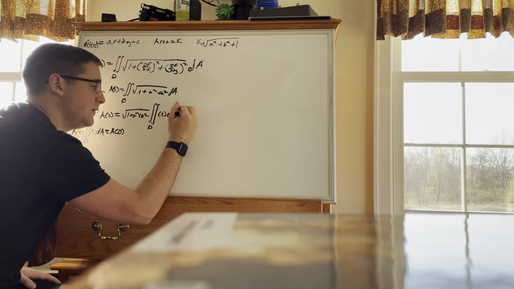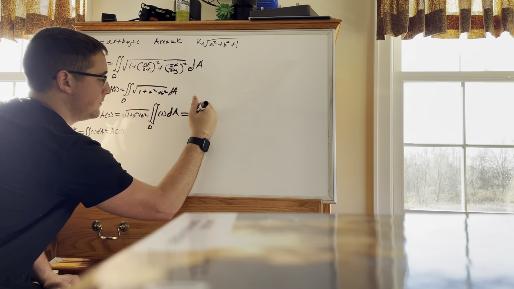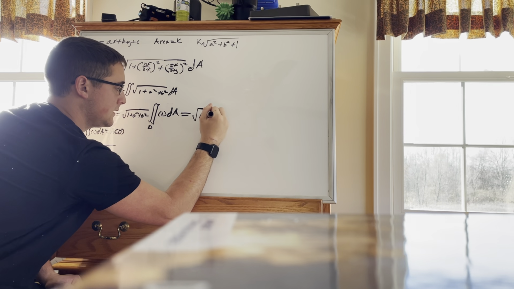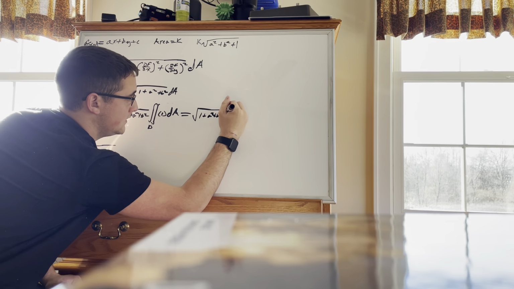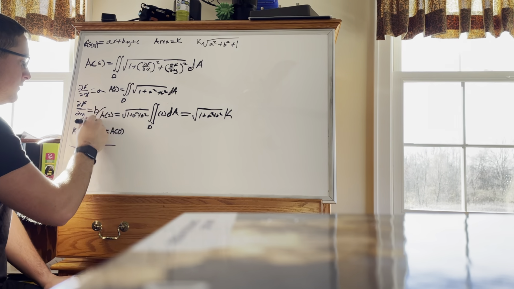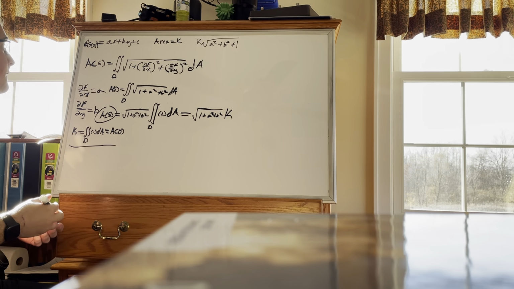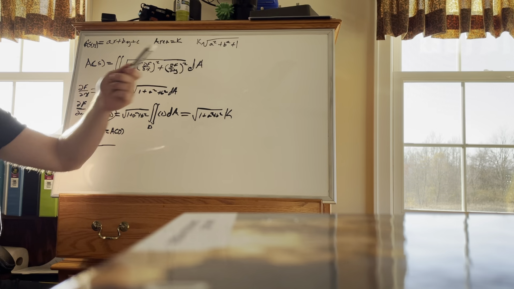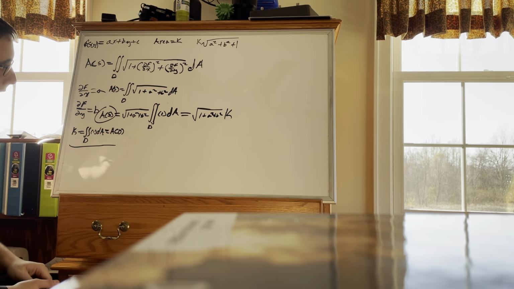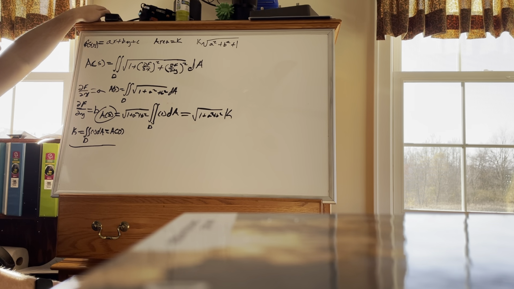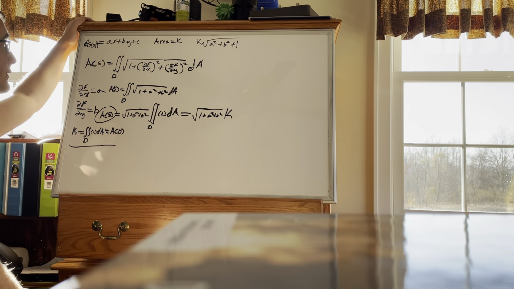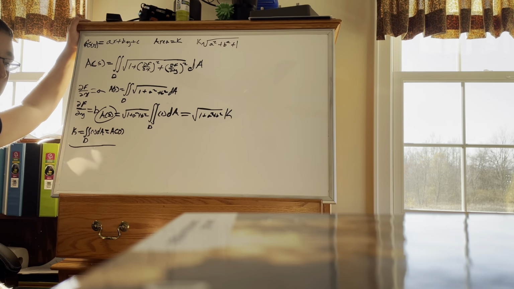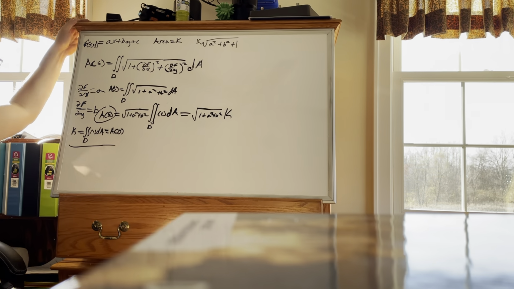So we can say that the square root of 1 plus a squared plus b squared times k is equal to our surface area right here. And this form satisfies what we're trying to prove up here: that k times the square root of a squared plus b squared plus 1 equals the surface area of this plane. And with that, that's the answer. There you go.